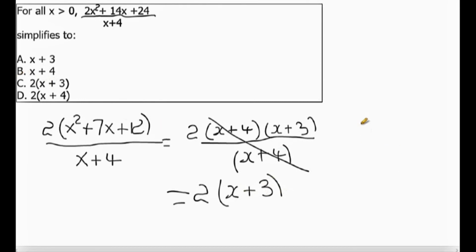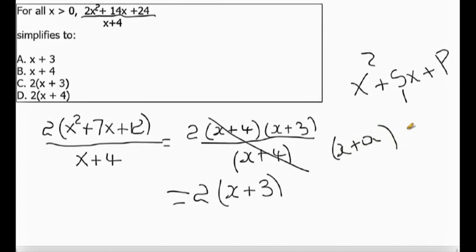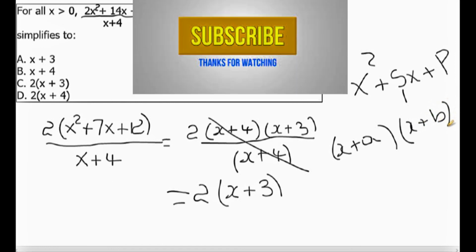Remember the formula: every time you have x squared plus sx plus p, where s is the sum, if you want to do a factorization, try to find two numbers such that the sum equals s and the product equals p. Every time you can do that, you're just gonna say this expression is x plus a times x plus b. That's an easy way for factorization of these kinds of expressions.